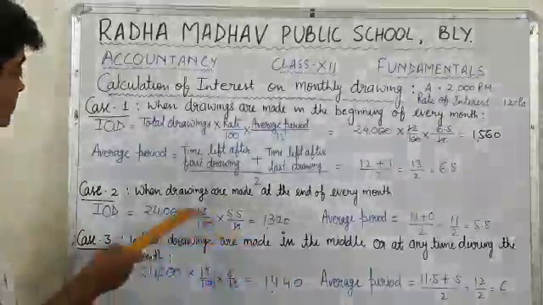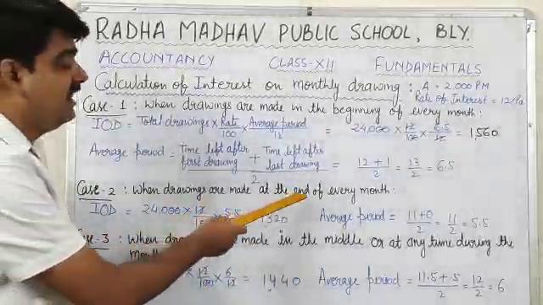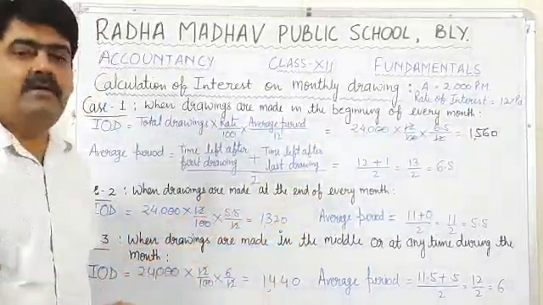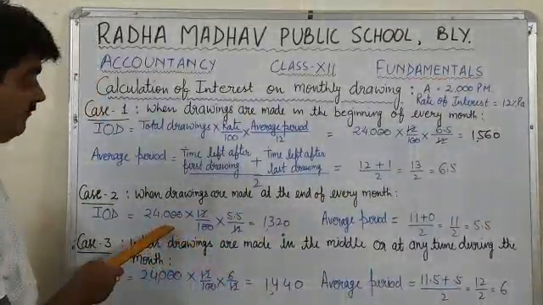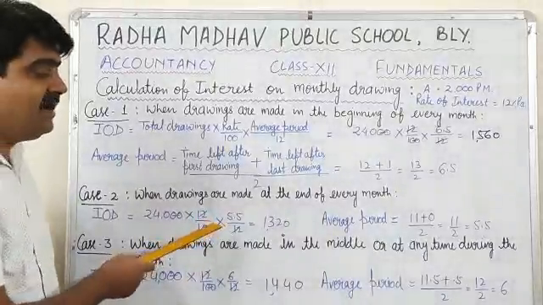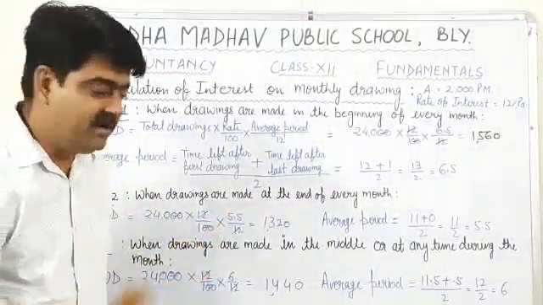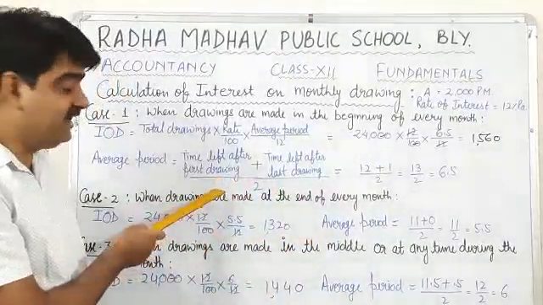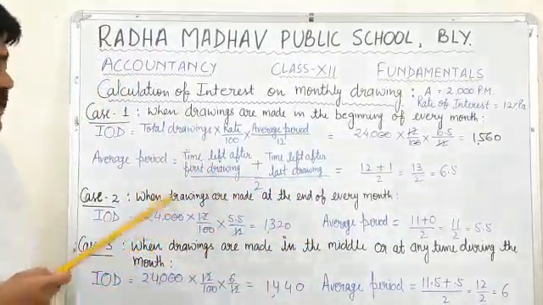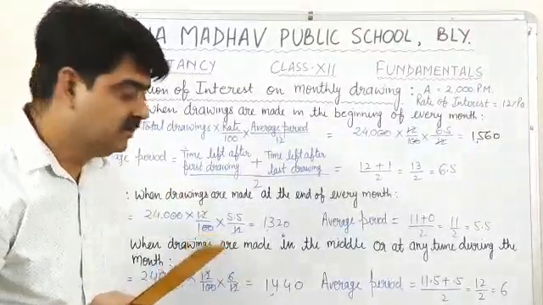Okay, now you can see when drawings are made at the end of every month. So still you can see total amount of drawing will be 24,000. So 24,000 into 12 upon 100, and again we have to calculate average period. So for the calculation of average period there is only one formula, that is time left after first drawing plus time left after last drawing upon 2.